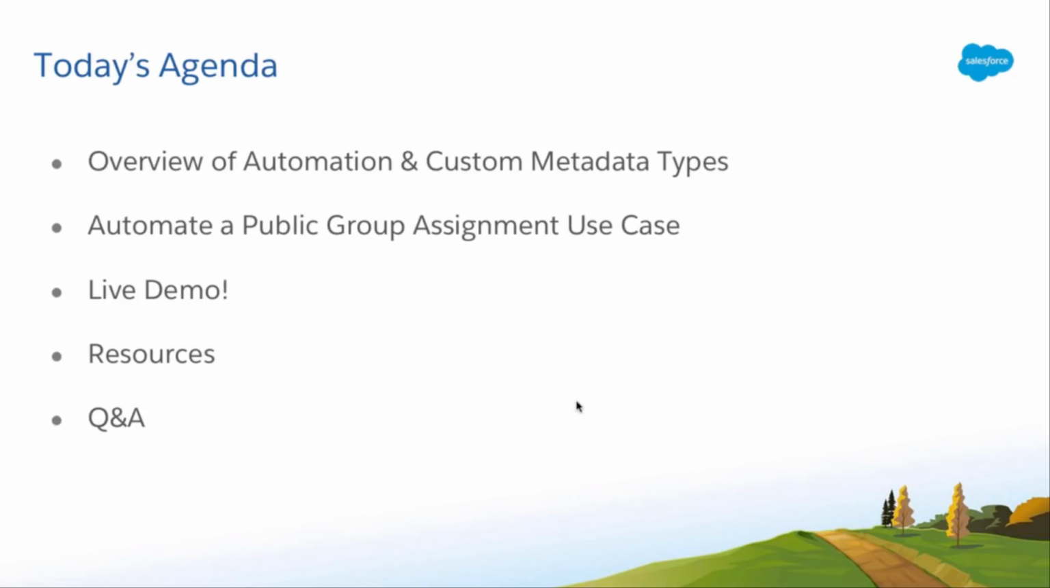Okay, so here's what we're going to talk about today. We're going to talk about an overview of automation and custom metadata types. We're going to talk about automating a public group assignment use case. Jen is going to do an amazing live demo. We're going to share some resources for you to follow up on after the webinar. And again, time permitting, we'll do a little bit of Q&A. So let's go.